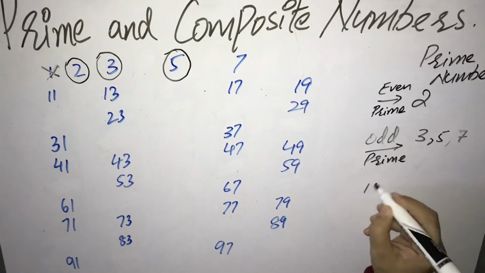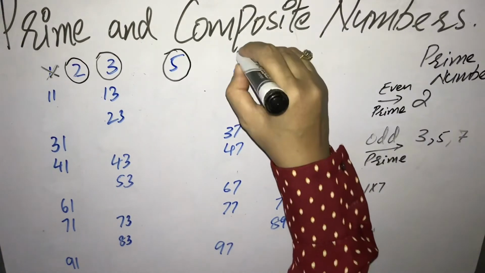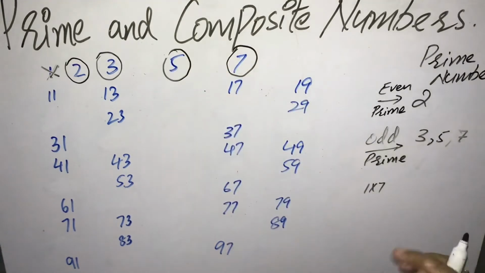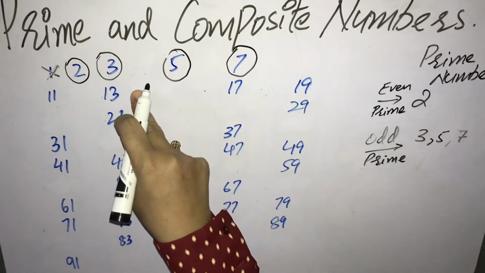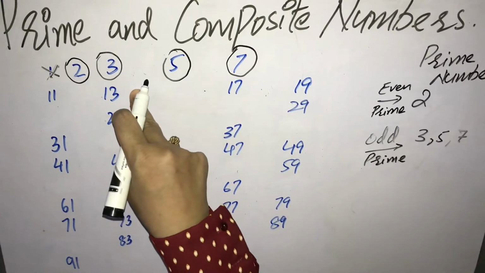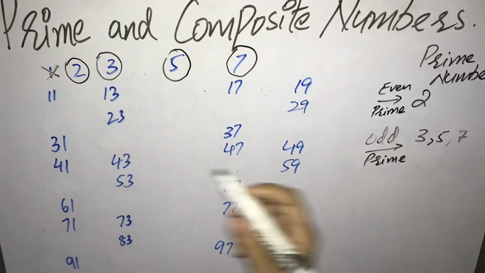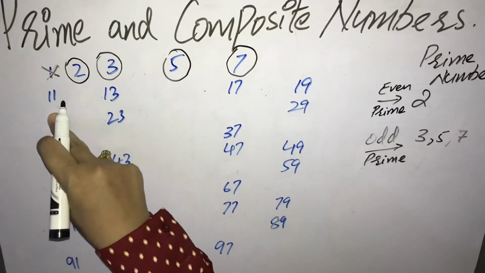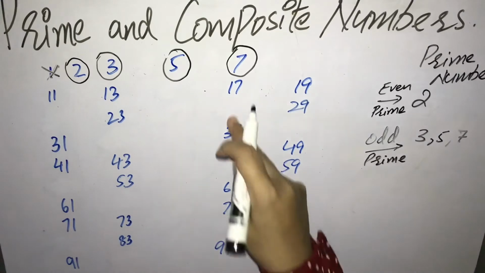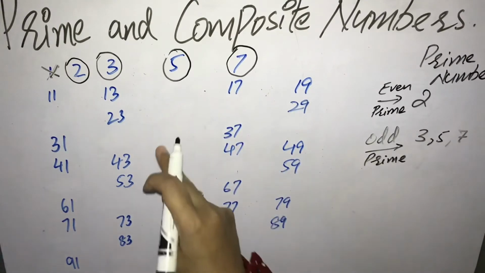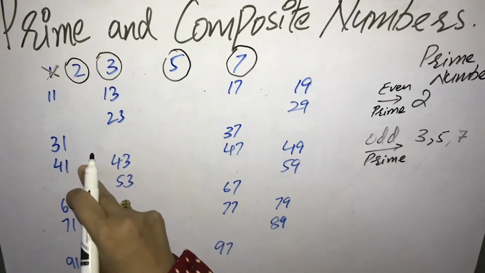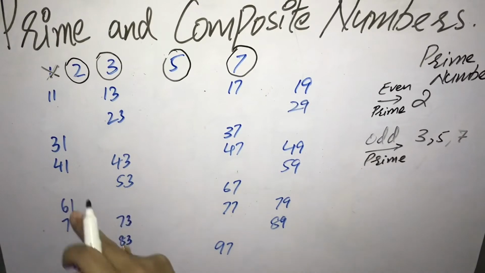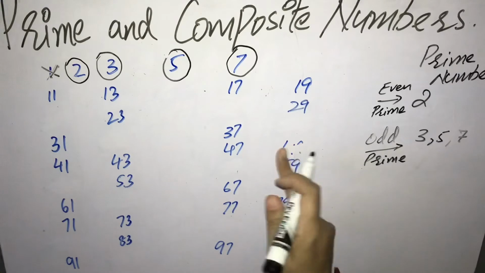The next prime number is 7. As 7 has only 2 factors, 1 and 7, I circle 7, it's a prime number. The multiples of 7: 7 2s are 14, already erased because it was a multiple of 2. 7 3s are 21, already erased because it was a multiple of 3. 7 4s are 28, even number, erased. 7 5s are 35, multiple of 5. 7 6s are 42, already erased, it was a multiple of 2. 7 7s are 49, we erase 49.